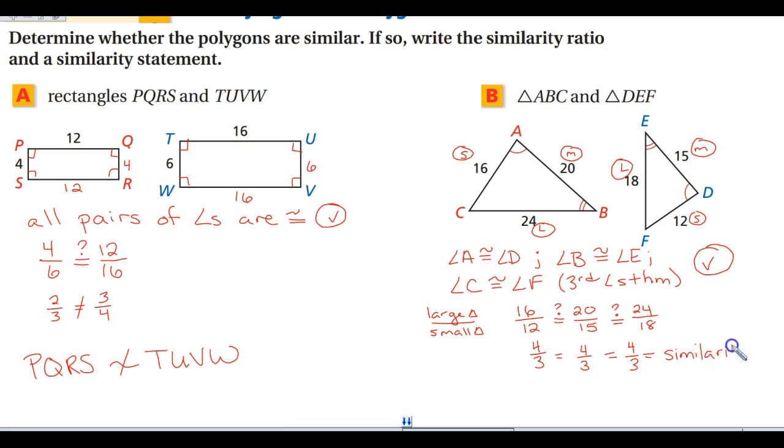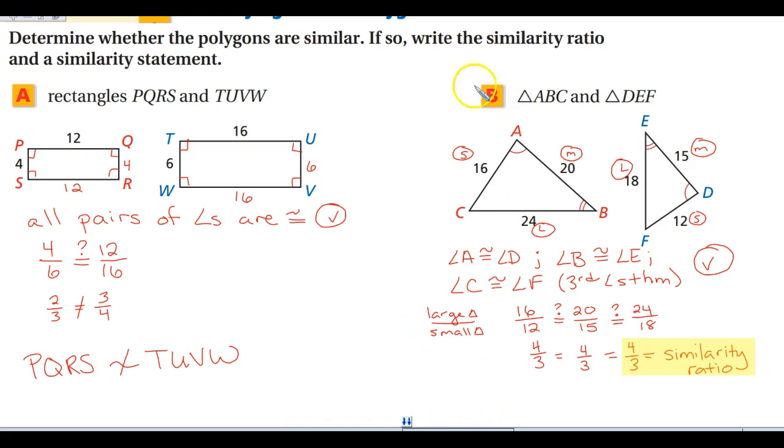Since all of the sides are proportional and all of the angles are the same measure, my triangles are going to be similar, and 4/3 is going to be my similarity ratio from my large triangle to my small triangle. If you did it the other way around, 3/4 would have been your similarity ratio, and that would be fine because it doesn't tell you in this problem which way to write your similarity ratio, whether you're writing large to small or small to large. Either way is fine because, again, it does not specify.